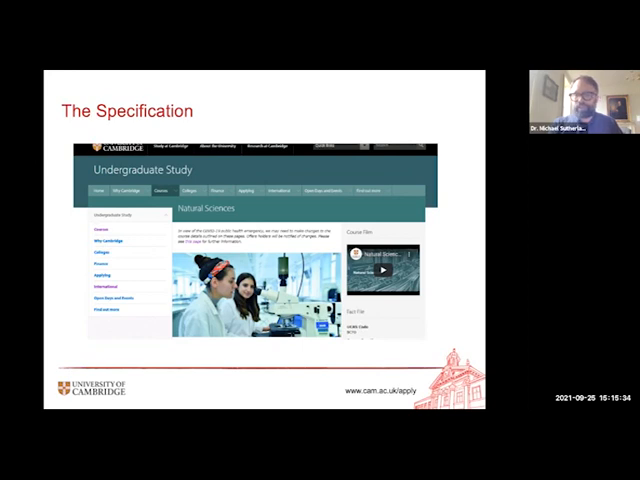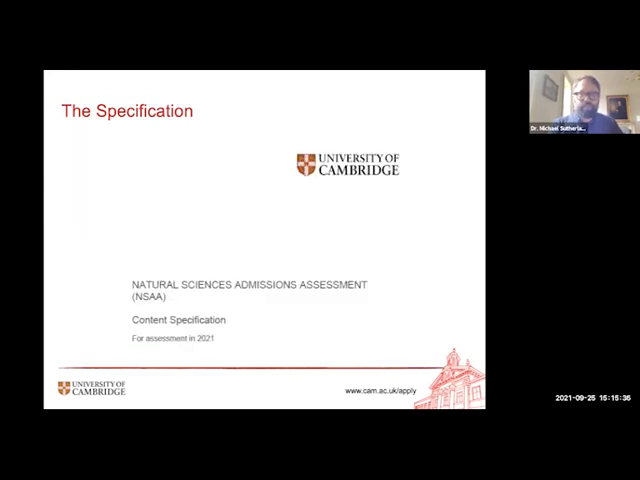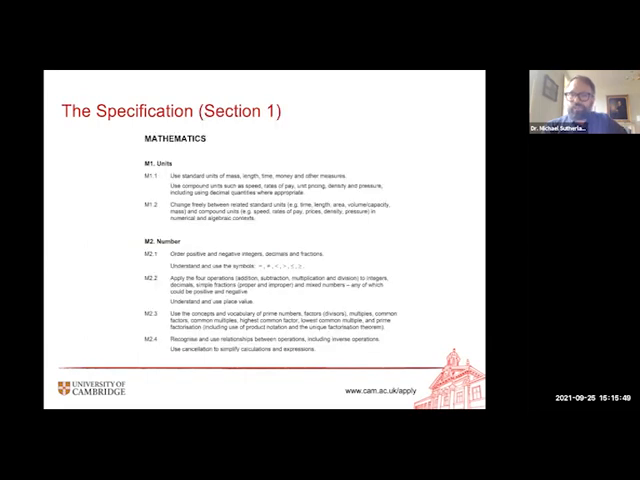And you can download this document. It's a PDF, and that's what it looks like. And I think this is a really good thing for you to have a look at the beginning of your revision for this test. Because what it does is it goes through in really gory detail every single thing that you need to be competent with to do well in these tests.